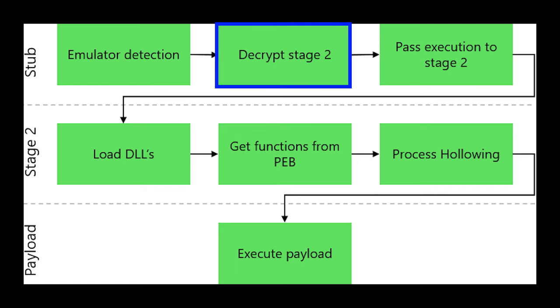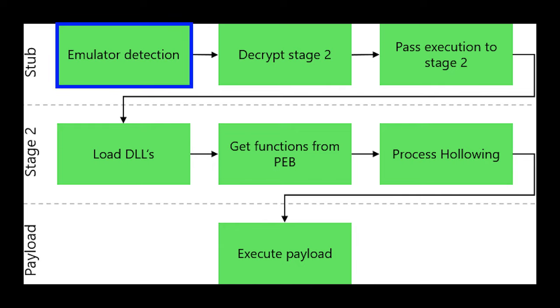When the second stage is decrypted, it does not only decrypt the code of stage 2, but also decrypts the target file, which at this point resides in memory. The only thing we need to take care of before that is the emulation detection. We will be using API hooks in the emulator to do that.